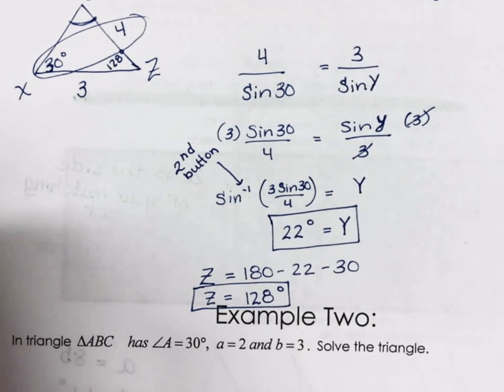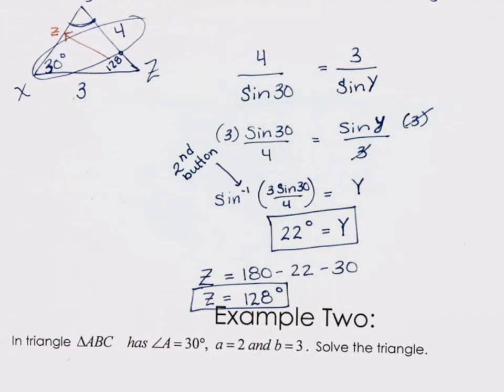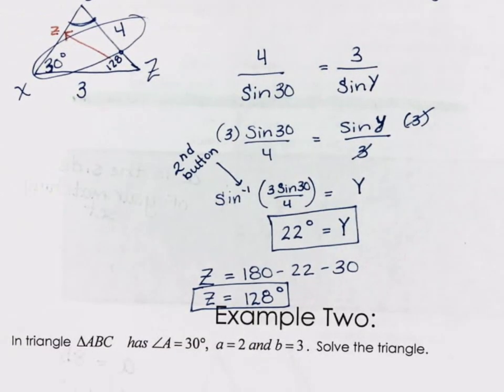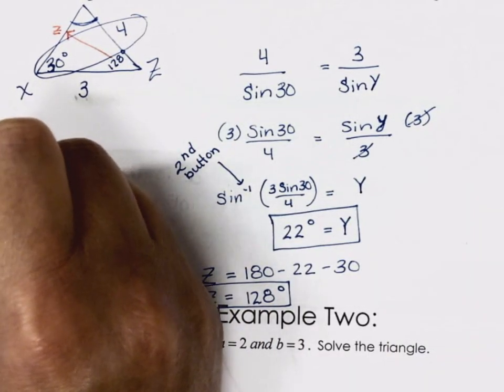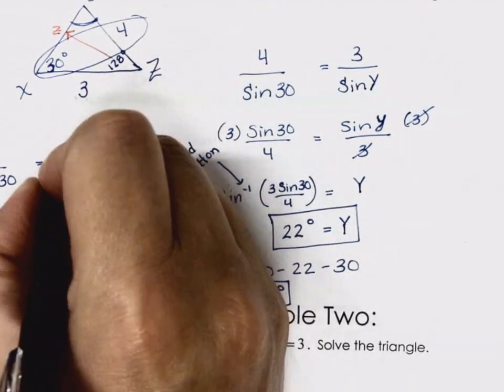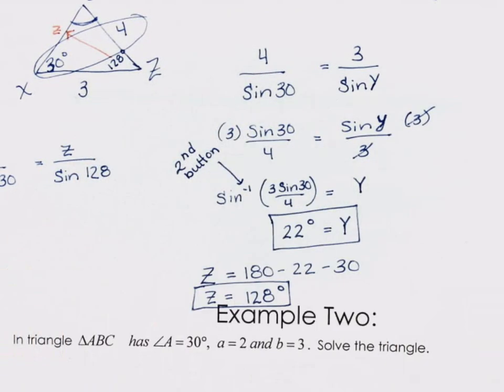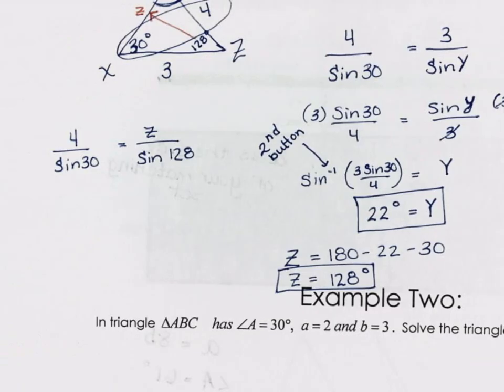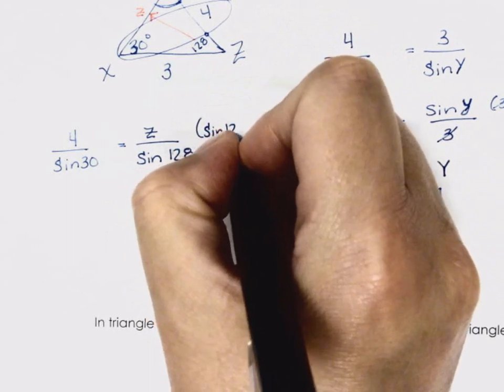Okay, now what we're solving for is side Z. So this means we have to repeat sine law, exactly what we just did. And I always start again with the given known set, like our matching set. So I'm going to have 4 over sine of 30 equals side Z, which I don't know, over sine 128. What I'm looking for is on top, so I don't have to flip anything. I don't have to do my physics flip. I'm going to multiply both sides by sine of 128.